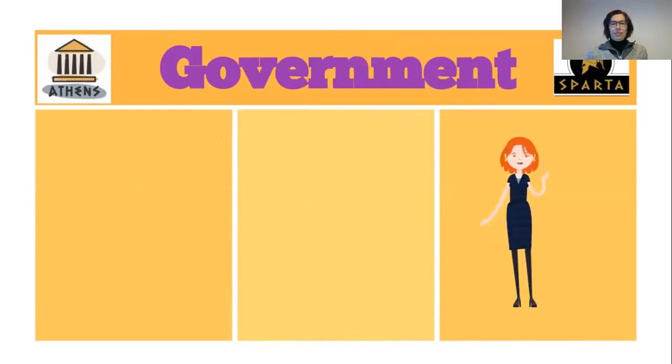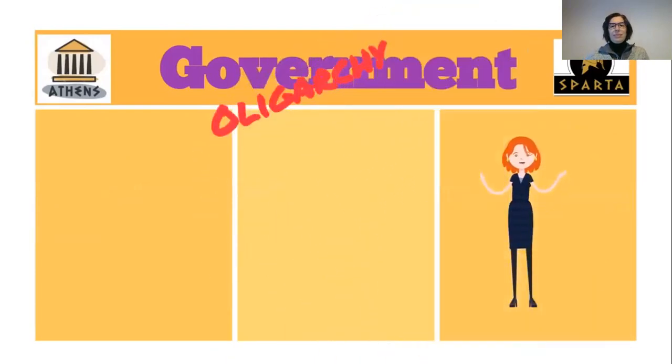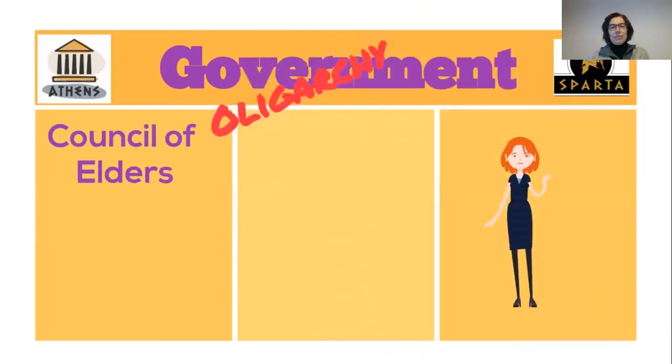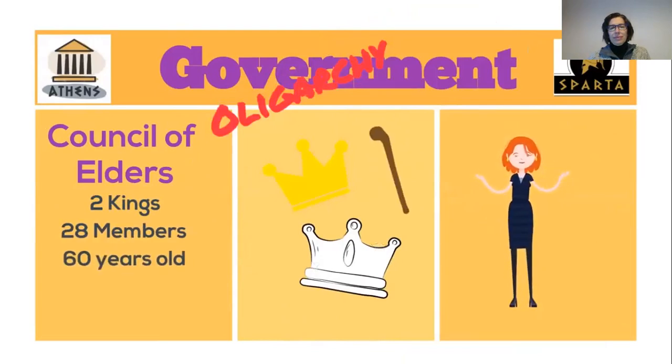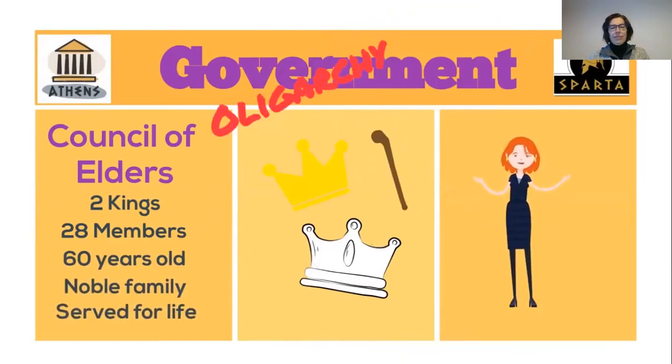Spartan government was an oligarchy, and the power was held by the Council of Elders. The Council of Elders had two kings who inherited their positions and shared power. 28 other members were elected by the Assembly. Elected council members had to be 60 years old, from a noble family, and served for life.